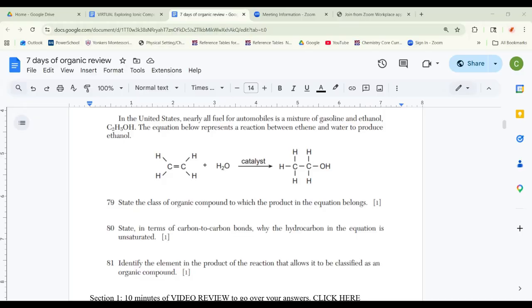I believe it's June 2024. First thing that they show you, they do have a passage here. Whether or not it's going to be relevant depends on whether or not it's in the questions. But they show you an organic reaction. This organic reaction is the formation of an alcohol using an alkene reacted with water in the presence of a catalyst. So, first question, state the class of organic compound to which the product in the equation belongs.